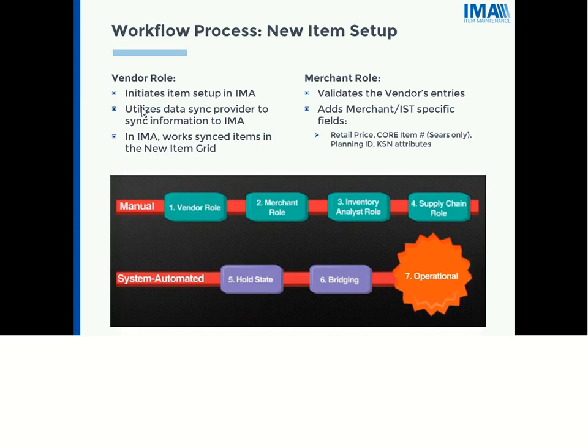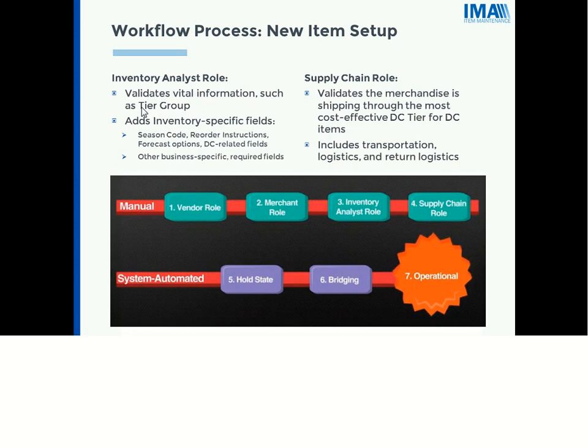From the vendor role, it goes to the merchant role. The merchant validates some vendor entries and adds merchant-specific fields, such as retail price, core item number, planning ID, and attributes. From there, it goes to the inventory analyst role. They will update the tier group if that's needed. They validate some other vital information.